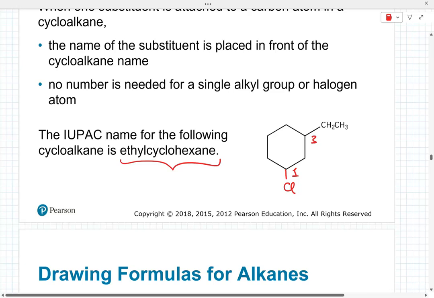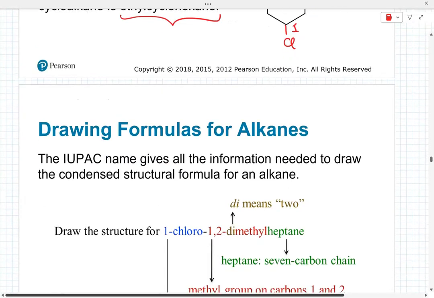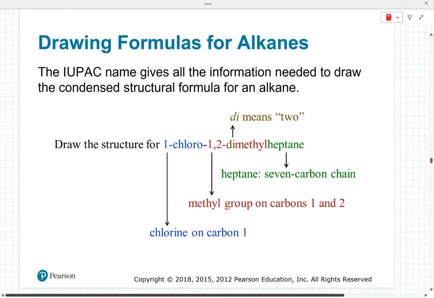Do you feel my hate towards nomenclature? Yes. Now, obviously, half jokingly, because without nomenclature, we wouldn't be able to communicate without drawing formulas.